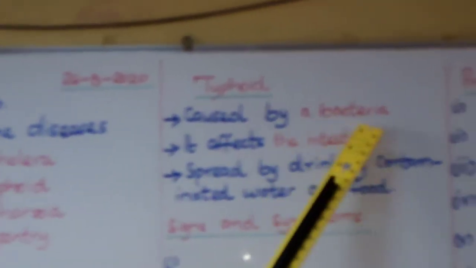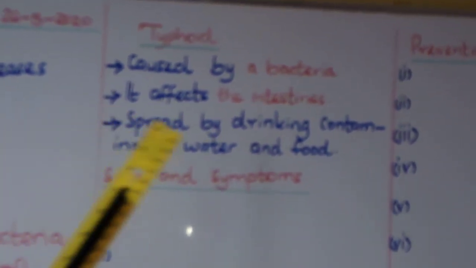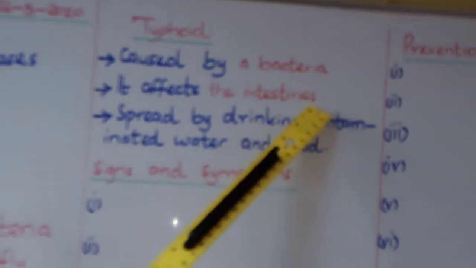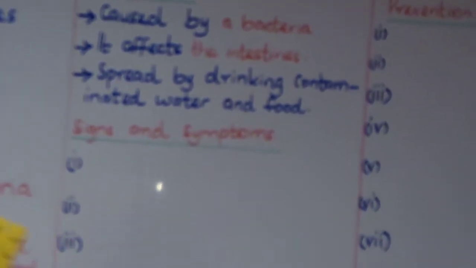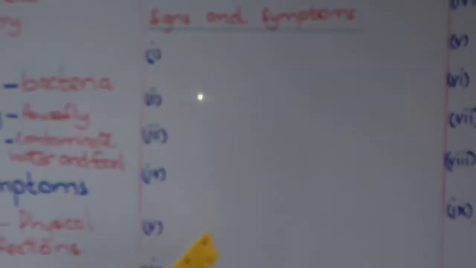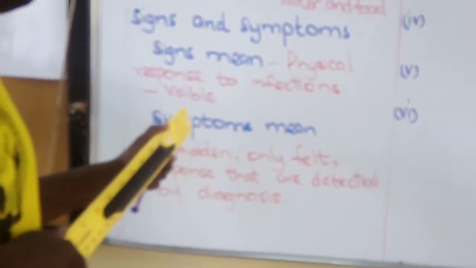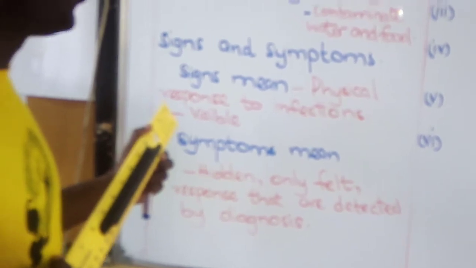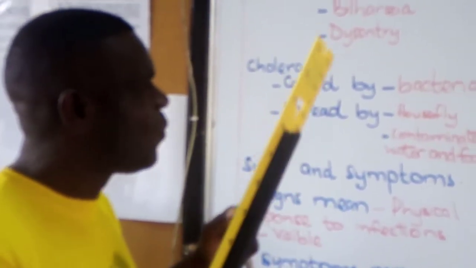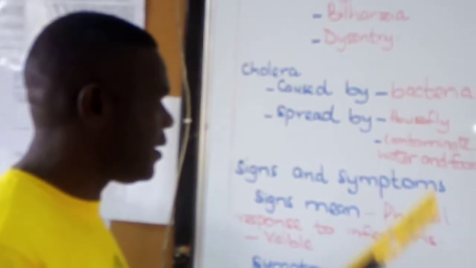So today, I want us to look at typhoid. I have prepared something here for you. It is caused by a bacteria, just like the cholera. It affects the intestines. It's spread by drinking contaminated water and food. There are some signs and symptoms here. Remember, I've explained the meaning of signs. Signs are physical and symptoms are not physical. Now, some science questions would be asking, which one of the following is not a sign? And so you look for the one that is not physical.